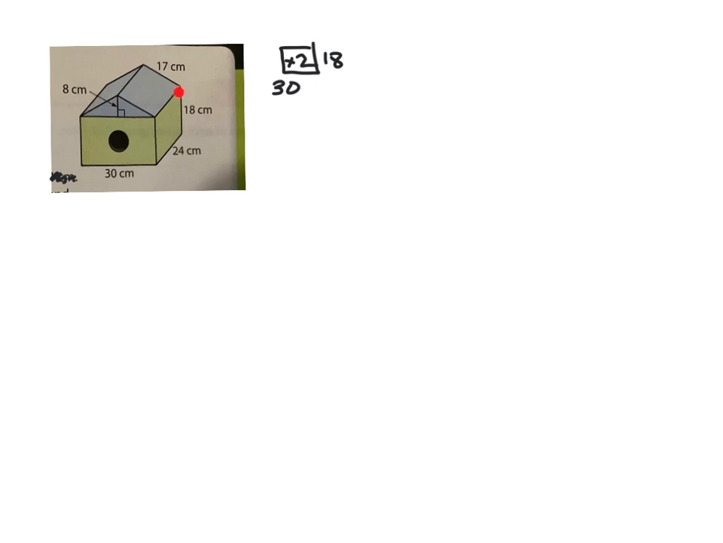Next, I have this rectangle, and it has a matching pair on the other side. This is a 24 by 18 rectangle, and there's 2 of them. Then I have the bottom of that, the base that it's sitting on, but not the top. And that's a 30 by 24. So I'm going to draw that. There's only one of them.